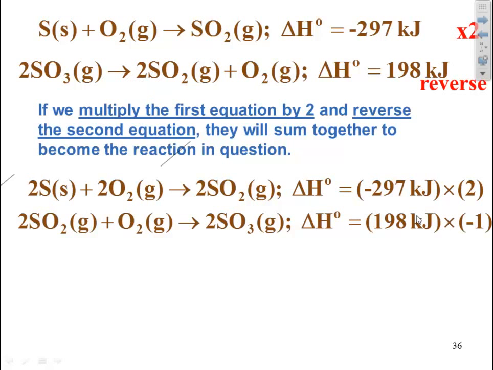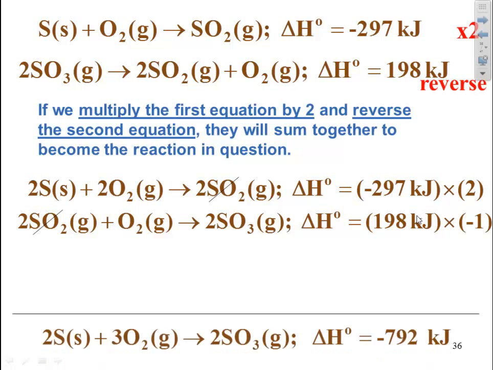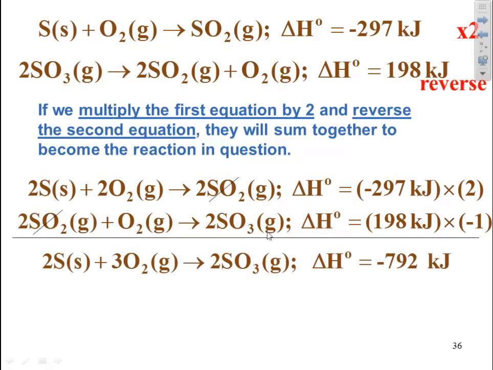Now I will add my 2 equations. And when I do that, I see that my two SO2s cancel out, bring down the rest, 2 sulfurs. I have 2 oxygens and 1 oxygen. That's a total of 3 oxygens. And I bring down my 2 SO3s. So the question is, is this the reaction in question? And the answer is yes. This is exactly what I'm looking for.